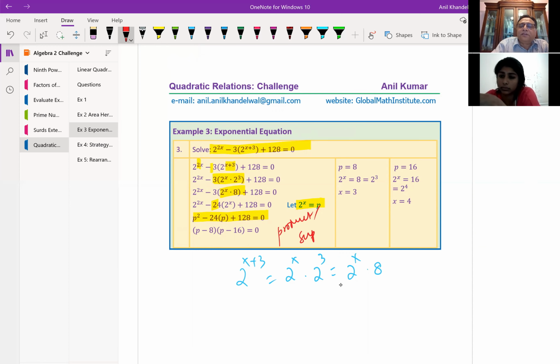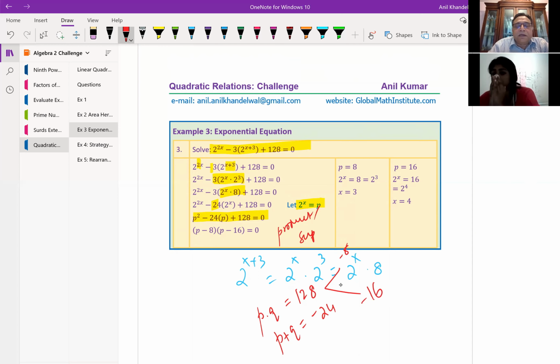Once you identify these two numbers, we're looking for two numbers, P and Q, whose product is 128, and the sum of these two numbers is minus 24. And clearly, these two numbers are minus 8 and minus 16. So when you add them, you get minus 24. When you multiply them, you get 128, right? So that gives you the factored form. And from the factored form, you get your two solutions for P, which is P equals 8 and P equals 16.